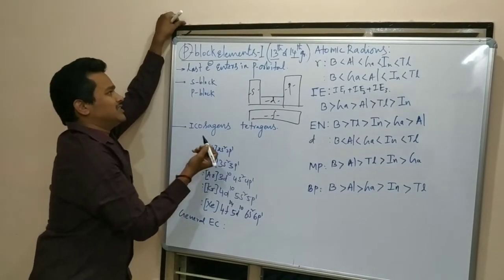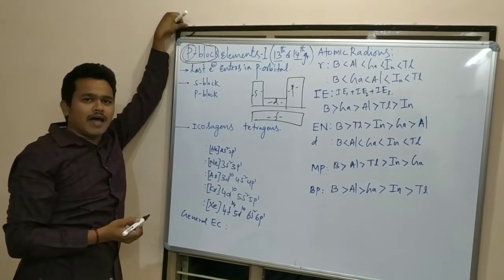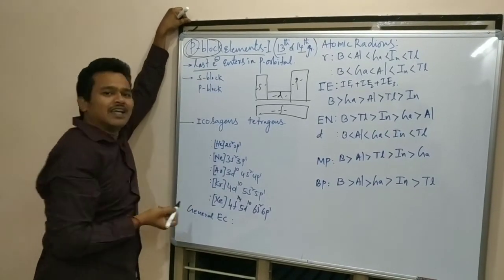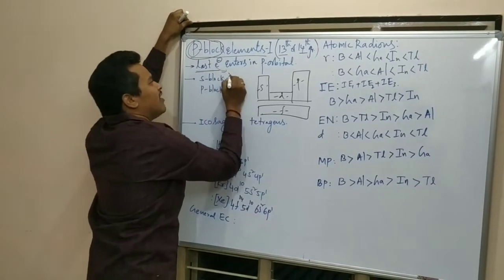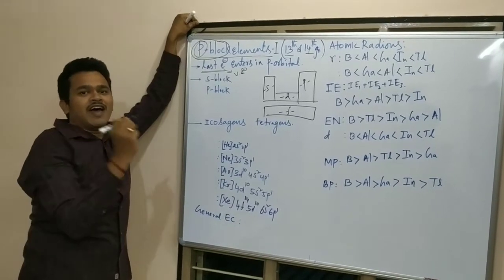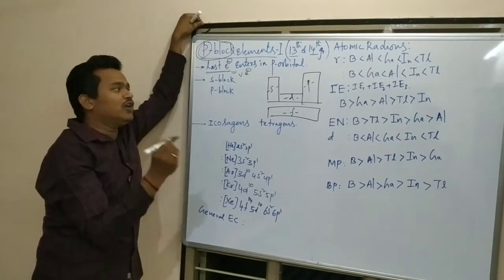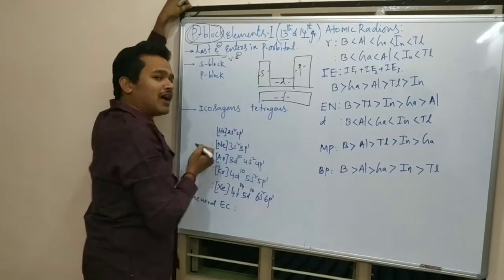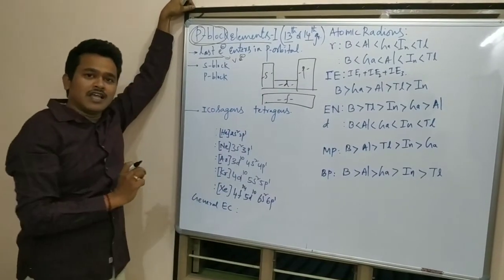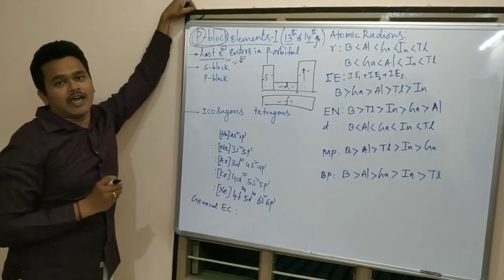First of all, what is the definition of p block elements? P block elements are those in which the last electron, otherwise the valence electron or outermost electron, enters into the valence shell. Which orbital is the last electron entering into? If it enters the s orbital, they are s block elements. If the last electron enters the p orbital, they are called p block elements. If it enters the d orbital, d block elements. If it enters the f orbital, f block elements.